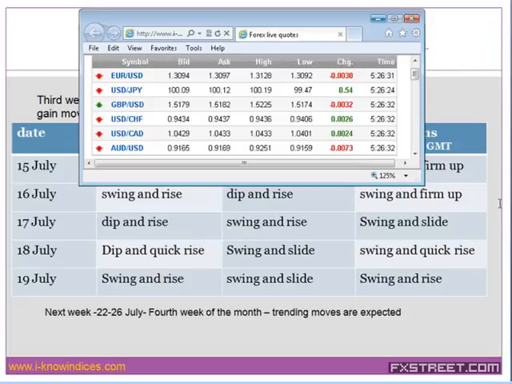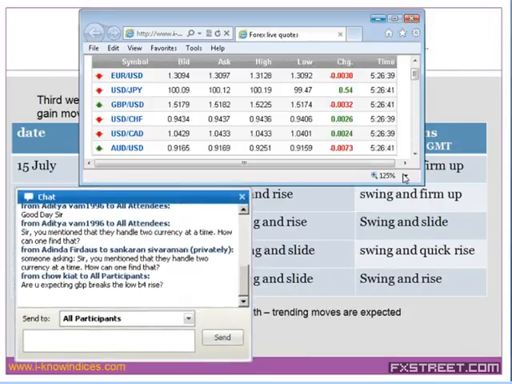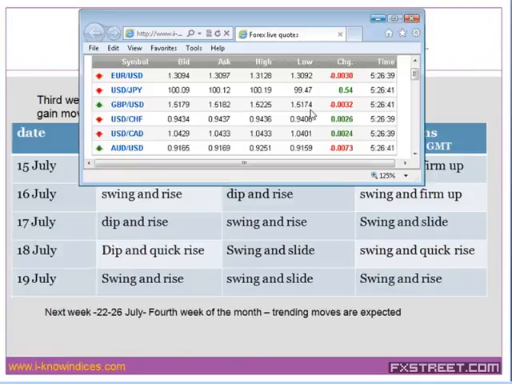Then, are you expecting GBP breaks the low before rise? No, they may not. Even if they do it, it may be just for about 1 or 2 pips. And then just create the market sentiment and they are expected to gain the level. So no more questions here.